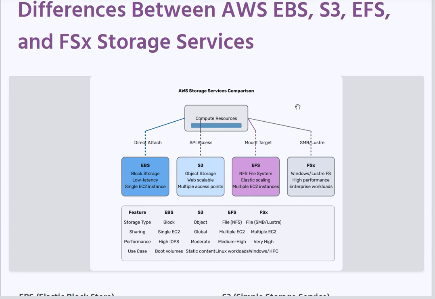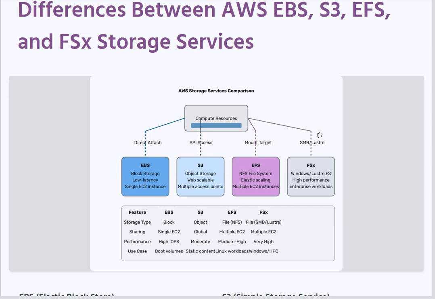Then if we look at EFS, it's going to be a mount target for that computer. It's an NFS file system with elastic scaling and multiple EC2 instances. So not only this computer, but also any other computers can connect to this NFS file system. It's a network shared file system, so it should be able to connect as a mount target.